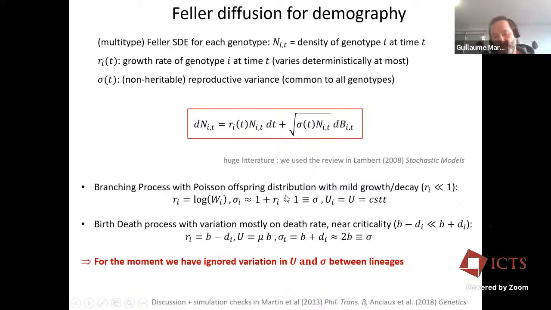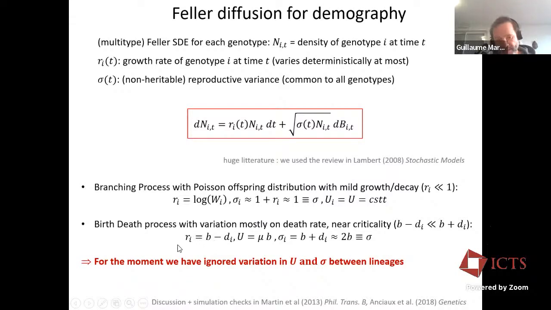Then sigma for every genotype i is 1 plus R_i. If R is small compared to 1, which is required for the diffusion limit per unit time, then it's roughly 1. So you do have a constant sigma across types, roughly. The mutation rate is U, common to everybody, and R_i is the log of the Poisson parameter.